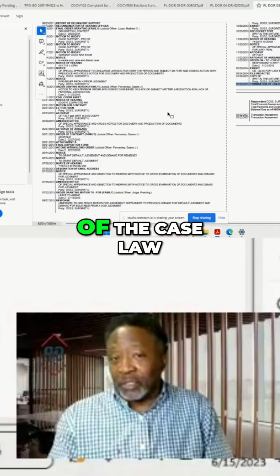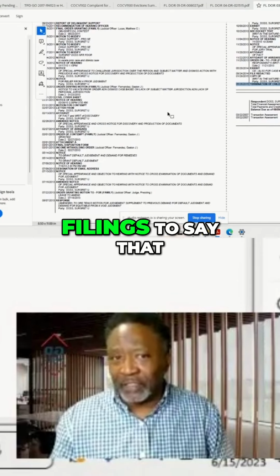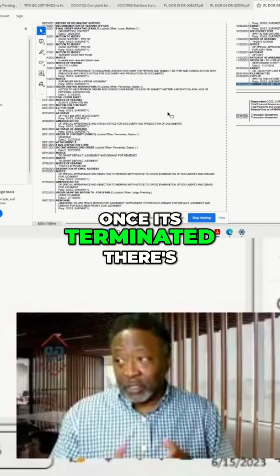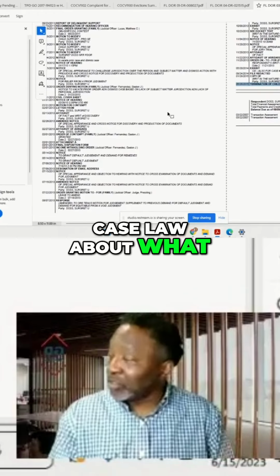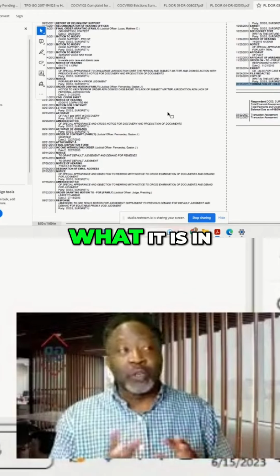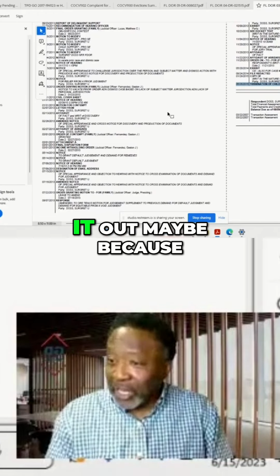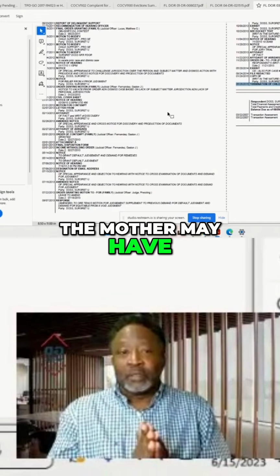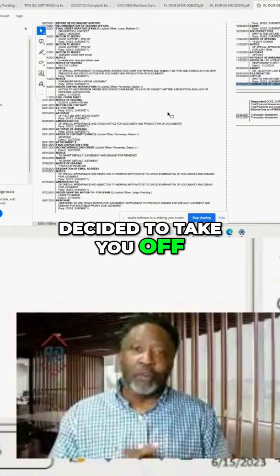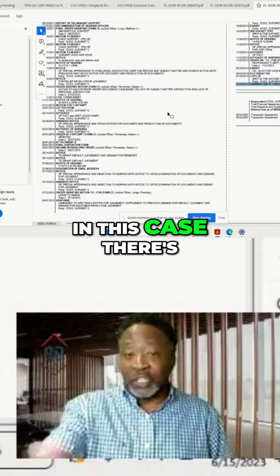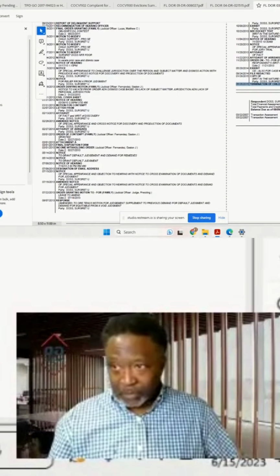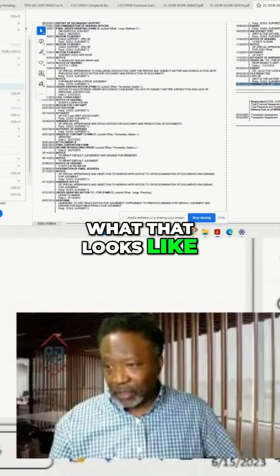And I use some of the case law in one of my filings to say that once it's terminated, there's case law about what termination means. So just find out what it is in your case. If they just close it out, maybe because the mother may have decided to take you off, I don't know how those things work. In this case, there's an affidavit filed, and I'll show you what that looks like.